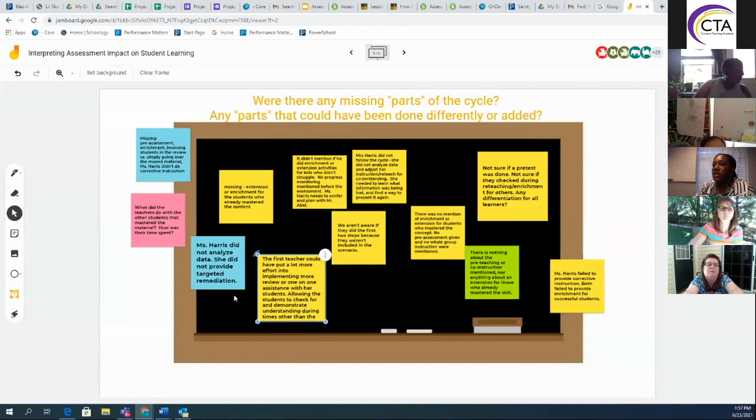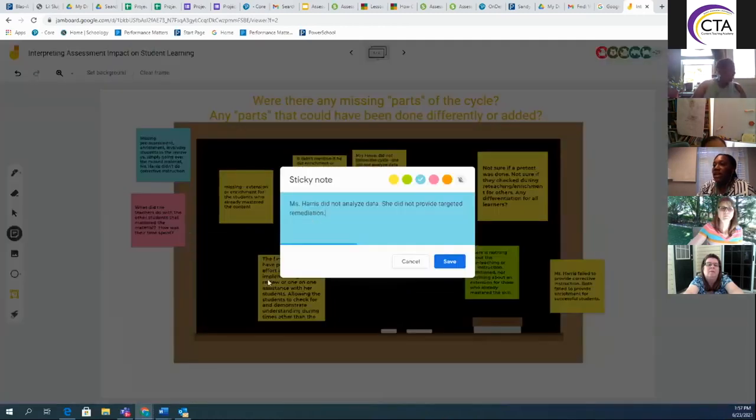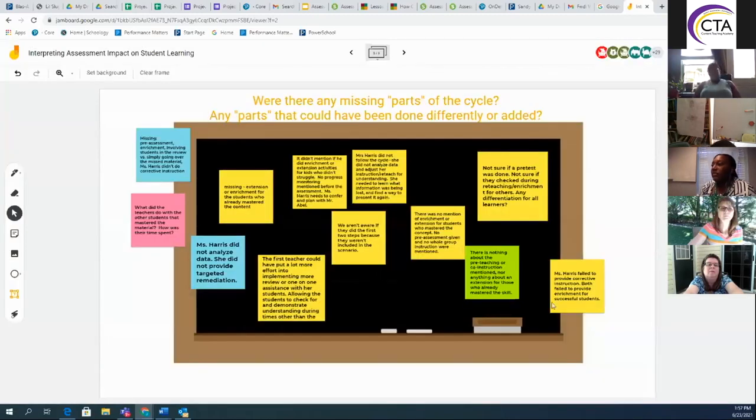Let's see. Ms. Harris did not analyze the data. She did not provide targeted remediation. That is one thing to note. Ms. Harris went straight to reteaching the same exact thing and gave the same exact test. So Ms. Harris failed to provide corrective instruction.